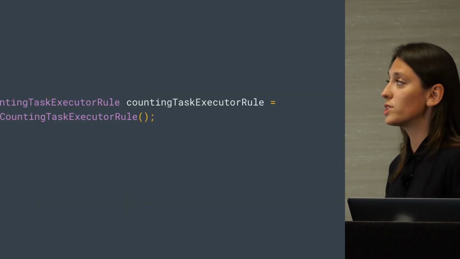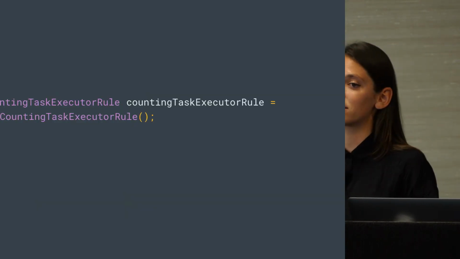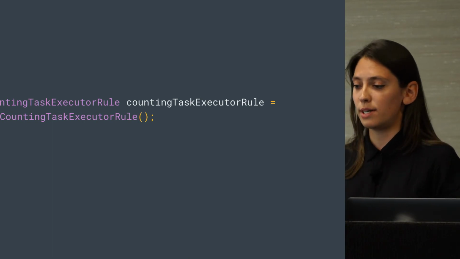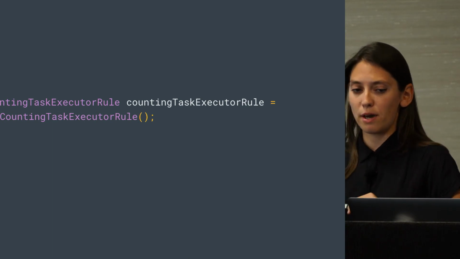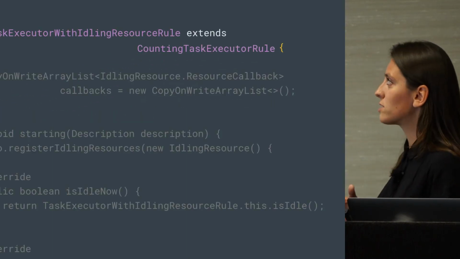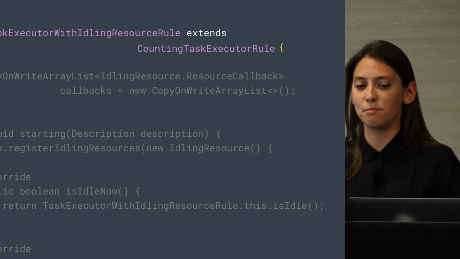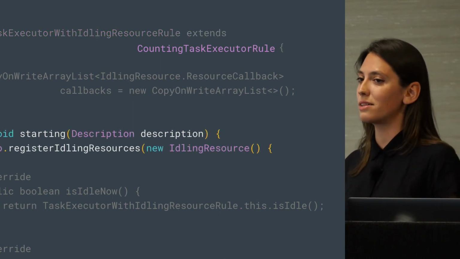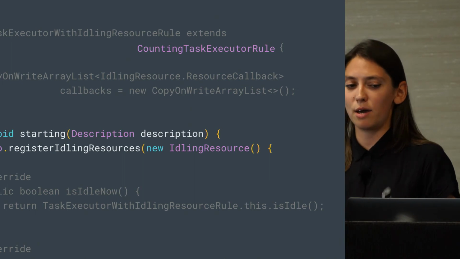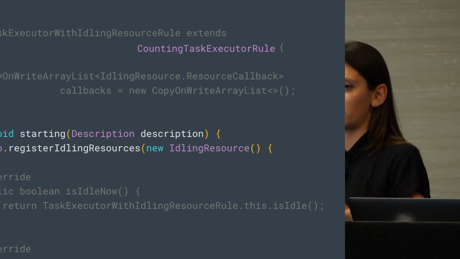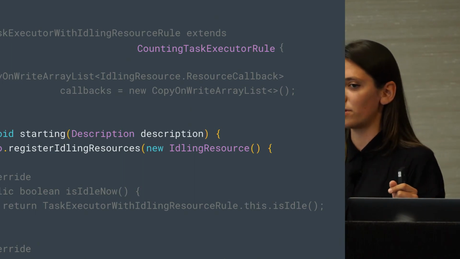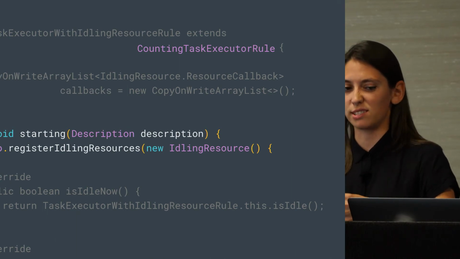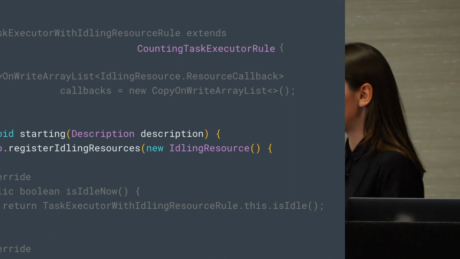What if you're using Espresso? Well, in Espresso, you can use the counting task executor rule. So in order to use it, you'll actually need to extend it and then make sure that you're registering the idling resources. And I'm not going to go into details with this because we have the code in our sample code, and it's a bit more extensive, but it's going to be easy to use.